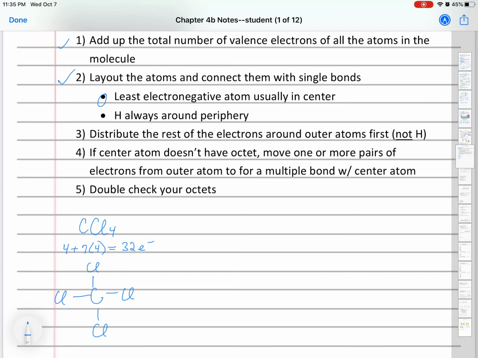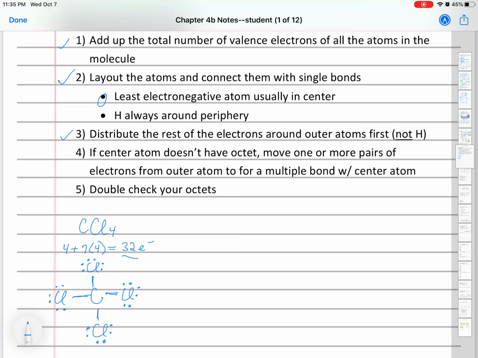Now we need to distribute the rest of the electrons around the outer atoms. These 4 lines represent 2, 4, 6, 8 electrons of those 32 that we've already distributed. So now we need to distribute the rest. 8, 9, 10, 11, 12, 13, 14, 15, 16, 17, 18, 19, 20, 21, 22, 23, 24, 25, 26, 27, 28, 29, 30, 31, 32. Now I have distributed all of the electrons.